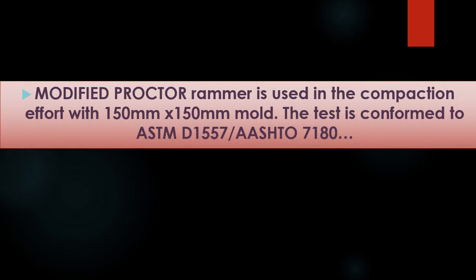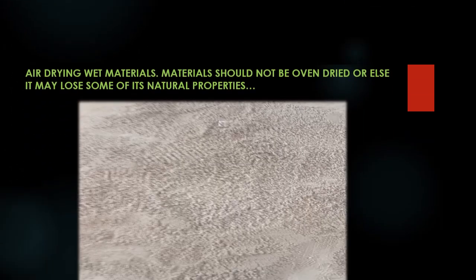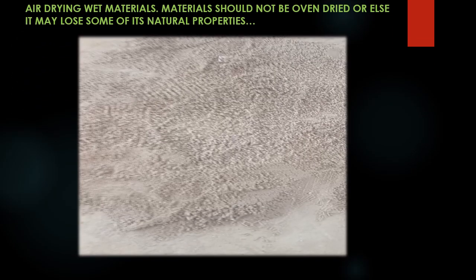Modified Proctor rammer is used in the compaction effort with 150 mm x 150 mm mold. The test conforms to ASTM D1557 AASHTO T180. Air drying wet materials. Materials should not be oven dried or else they may lose some of their natural properties.